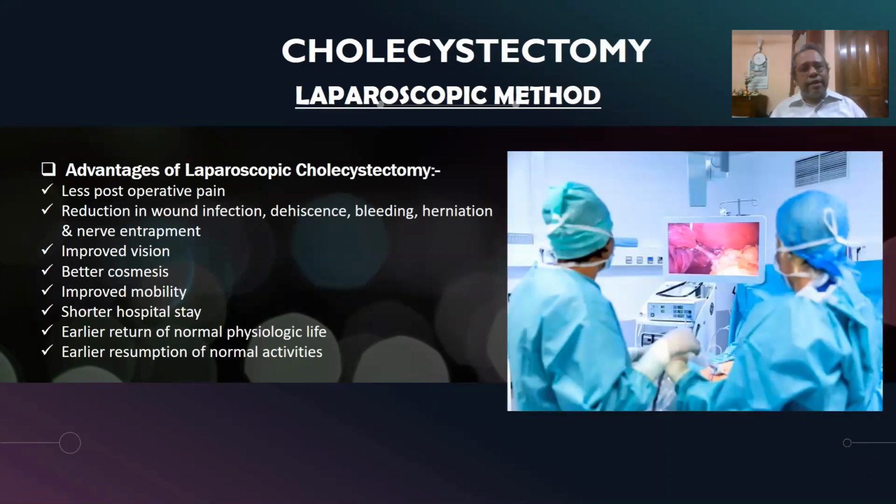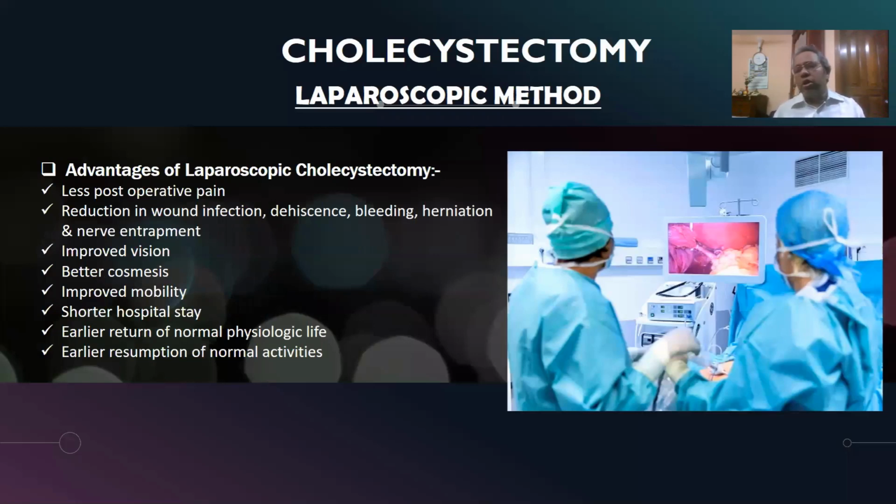So the advantage is, there is less post-operative pain because there is a smaller cut, a small hole. So, one, less post-operative pain, and there is less chance of wound infection, a reduction in wound infection, dehiscence, bleeding, herniation, nerve entrapment, etc.